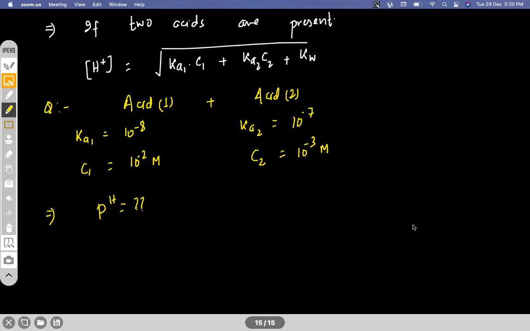In the question, it will be mentioned that water is also dissociating. Like in thermodynamics, we are trying to discuss all possible conditions, and in a given condition, what could be the possibility to find out H plus concentration and then pH? So in the question, it will be mentioned whether you have to consider H plus concentration or water dissociation or not.